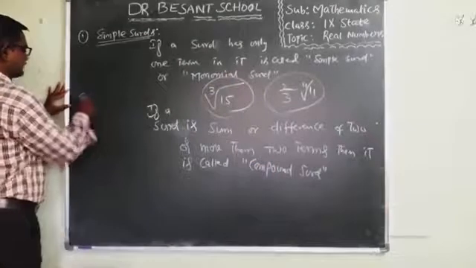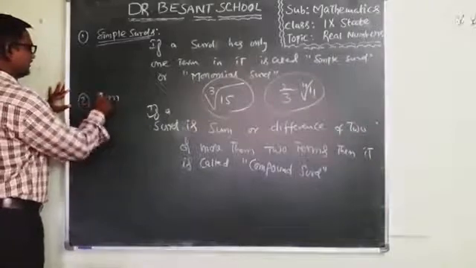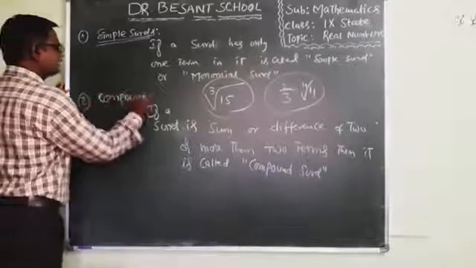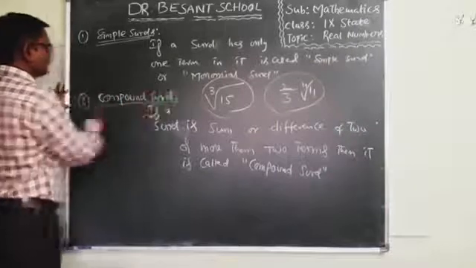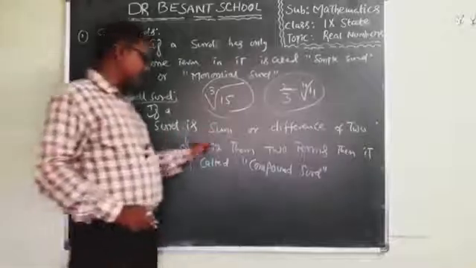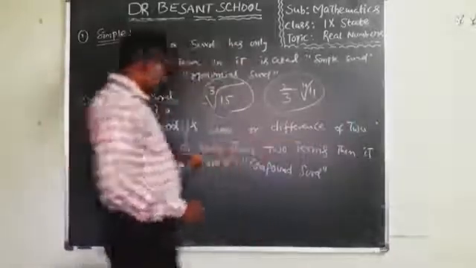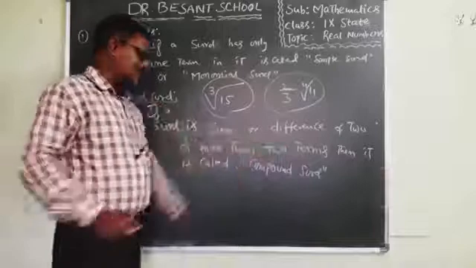This is the second type of surd, compound surd. What is it? Compound surd. If a surd is a sum or difference of two or more than two terms, then it is called a compound surd.